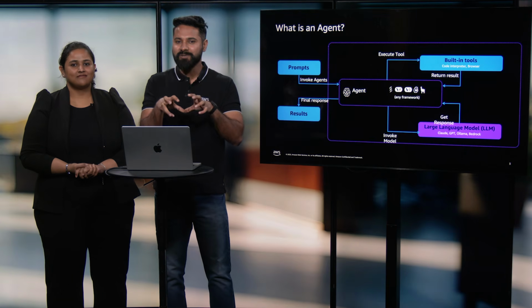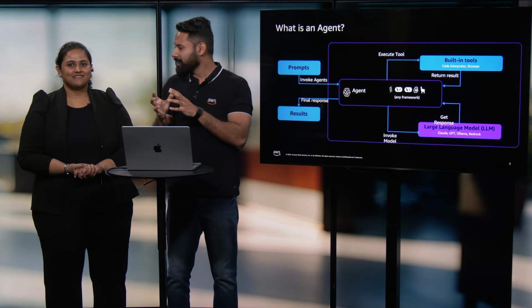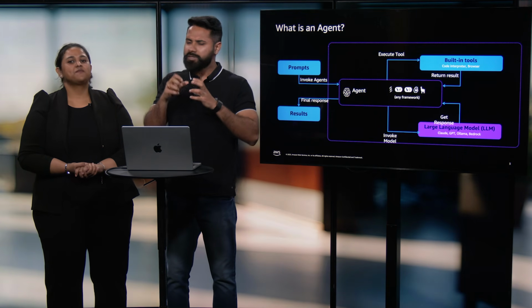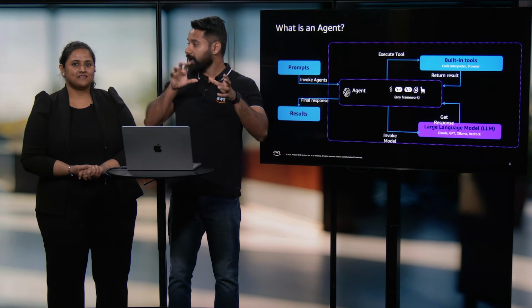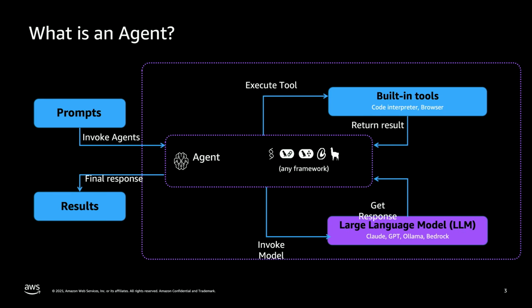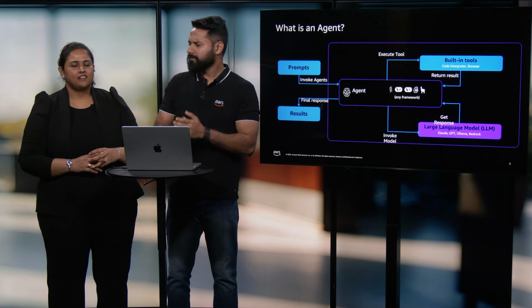Now, these tools are specific pieces of code which can get the date for you, which can create a code interpreter, which can open your browser, it can do certain actions. Now, if you see this diagram, if you write a prompt, you can invoke an agent. This agent talks to the LLM model, and it also executes the tool. Awesome. Now, when you return the result from this tool and get the response from your LLM, you get the final amazing response, the final result, which gets your work done.